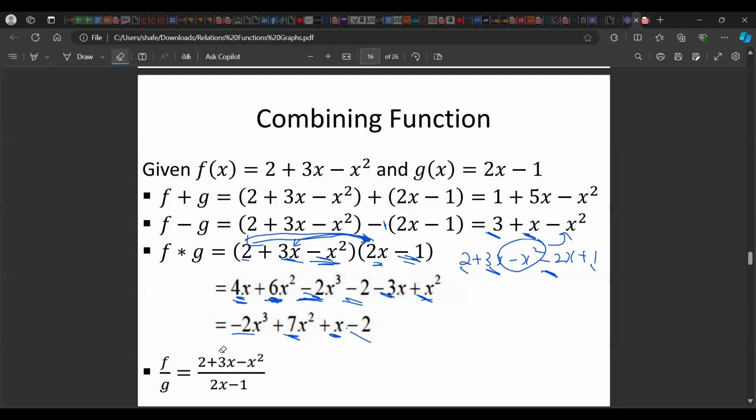And the division, there is no simplification that we can do here, really. There is, but it's above you. We'll get there later on.